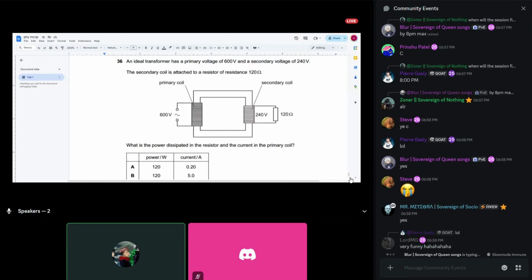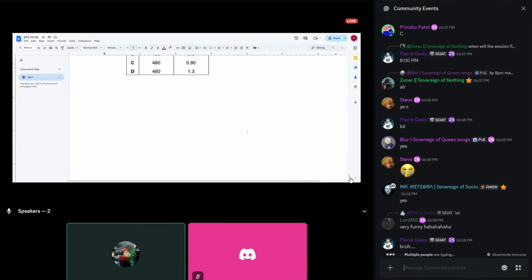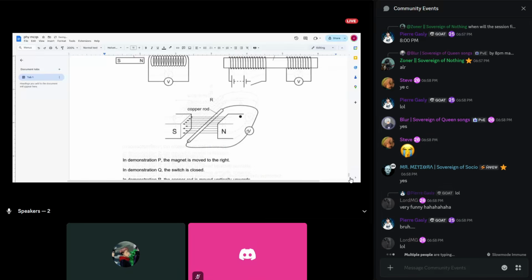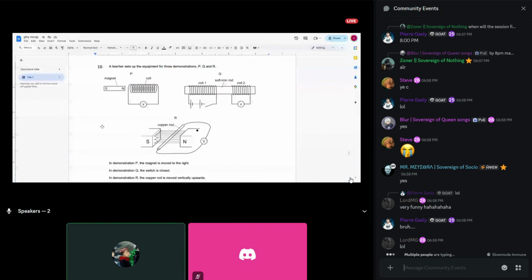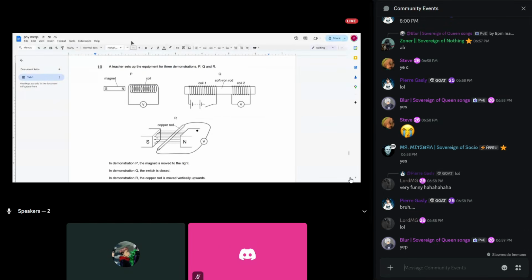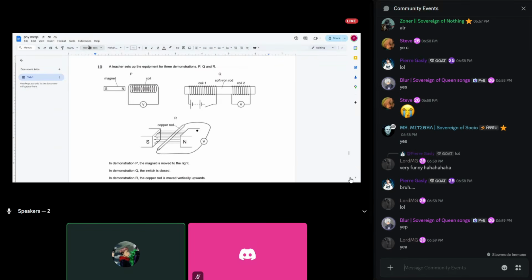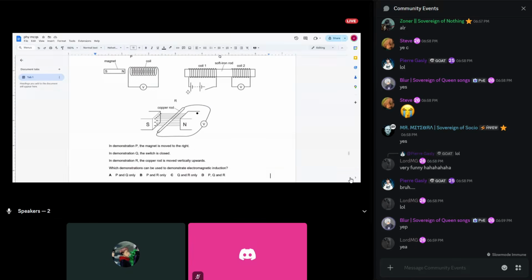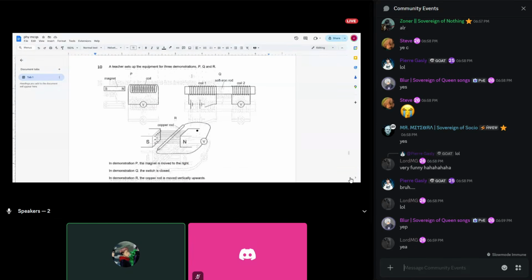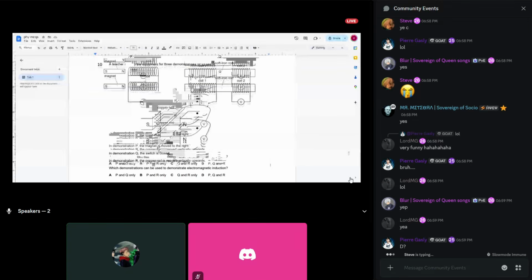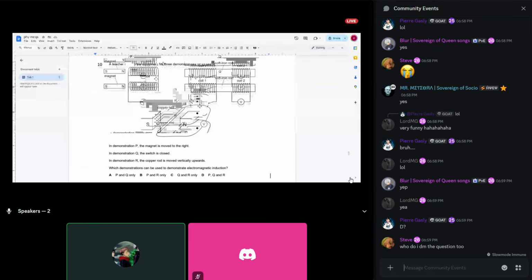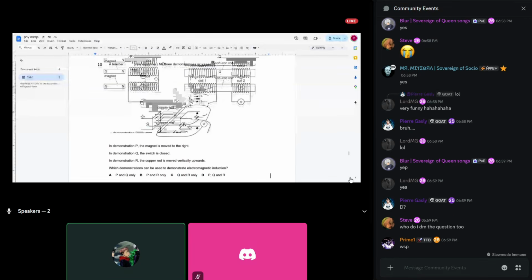Skittle sent one into the next channel. Let's just go to that. Okay, you guys can see this, right? Which ones can be used to demonstrate electromagnetic induction? This is a very simple one. This is D, by the way. You can obviously use this. Induced current, induced force.